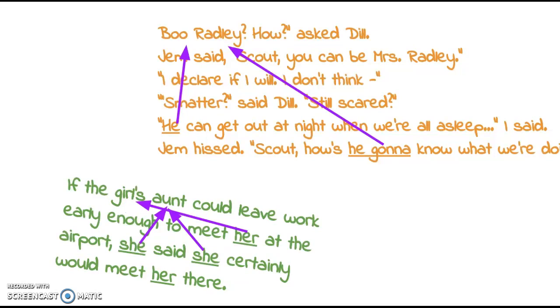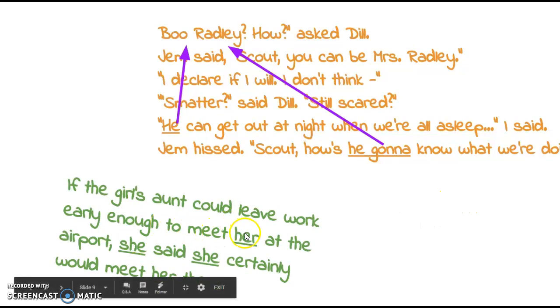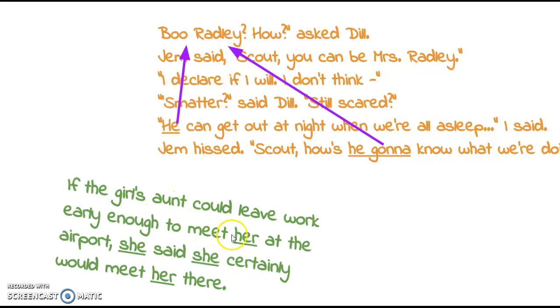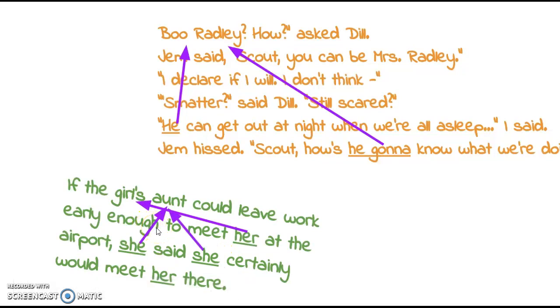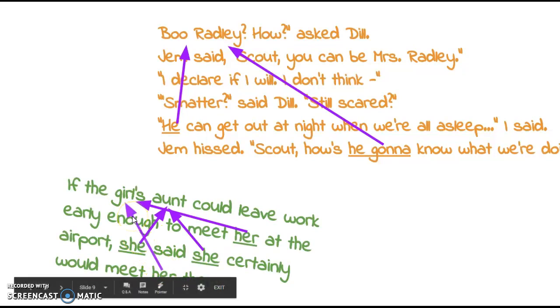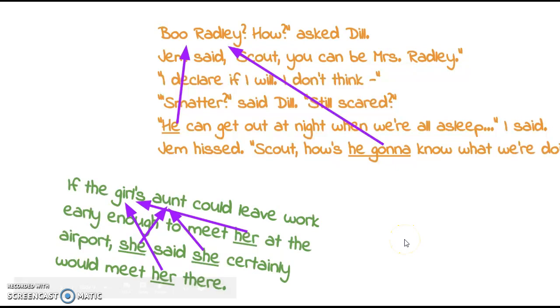All right. Sometimes you have to read it a little more clearly. So let me go back real quick. So if I have this, all right, meet her. Well, who's the aunt? So the girl's aunt is saying she'll meet her. Well, who's her? The girl. She said she certainly would meet her there. She said, so she would be the girl's aunt. Now, she said she certainly would meet. Well, who's meeting somebody? The girl's aunt, because if she leaves work early enough, she's going to meet her, which again goes back to the girl at the airport. Right. Seems simple when you actually do some syntax surgery. Sometimes you just got to actually draw the arrows.